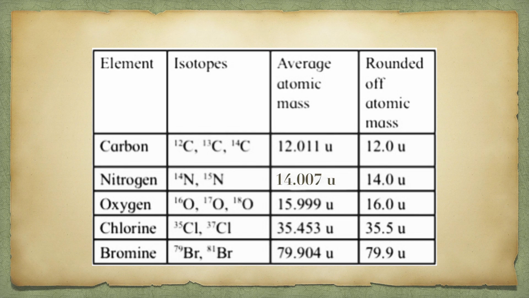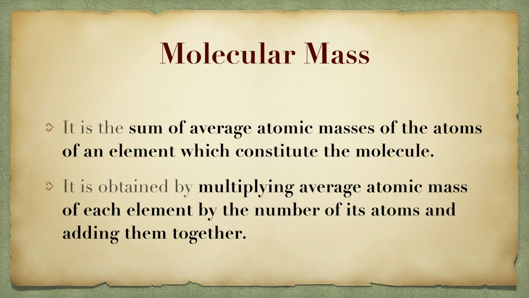And the last one, bromine, exists in two isotopic forms, that is bromine 79 and bromine 81. So the average atomic mass is 79.90 U and its value is rounded off to 79.9 U. So you should know these atomic masses. Next is molecular mass, which is very important and it is the basic thing which you should understand.